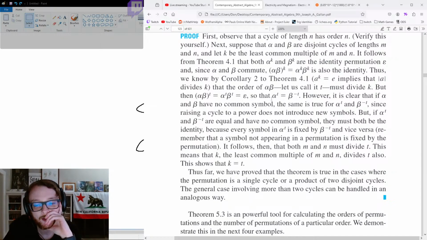So this implies alpha to the t equals beta to the minus t. Okay. This is a little weird to wrap my head around, but I think I kind of get it. They have to both be the identity.